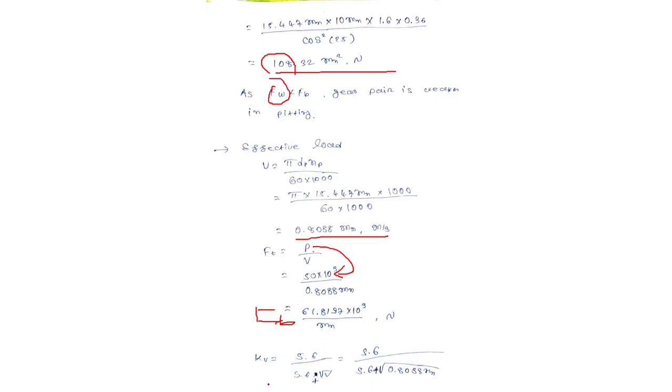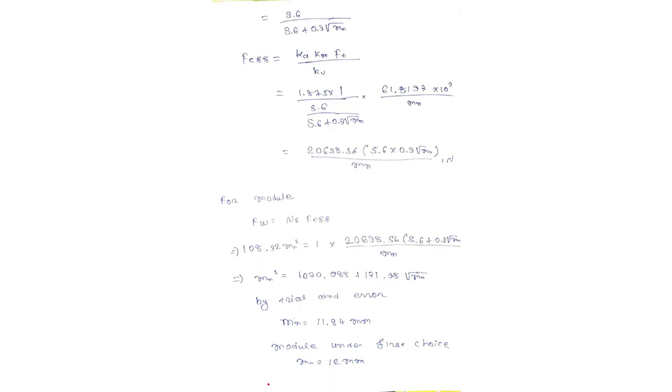Now as nothing is given for the velocity factor, we take Kv equal to 5.6 upon 5.6 plus root v. Putting all these values in the effective load equation, it is Ka Km Ft upon Kv. Ka is given as 1.75 and Km is not given, so we take it as 1, and putting the values of Ft and Kv, we get this equation for F effective.